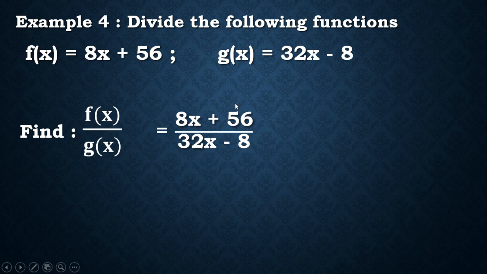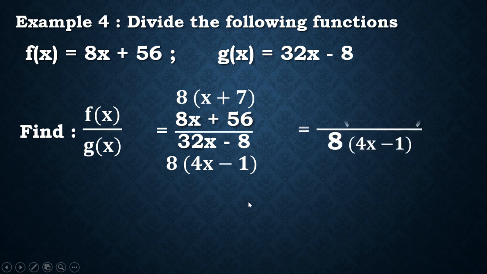And then we have to find the greatest common factor for both numerator and denominator. For the numerator, the greatest common factor is 8. So both numbers can be divided by 8. 8 times x, that is 8x. 8 times 7, or positive 7, that is plus 56. And for the denominator, or for the g of x, our common factor is 8 also. So 32x divided by 8, that is 4x. 32 divided by 8, that is 4. And then negative 8 divided by 8, that is positive 1.